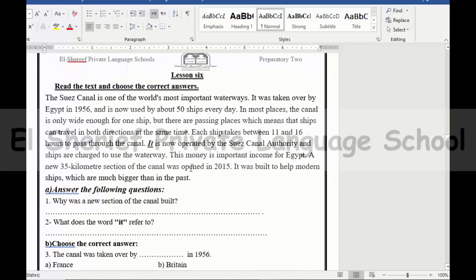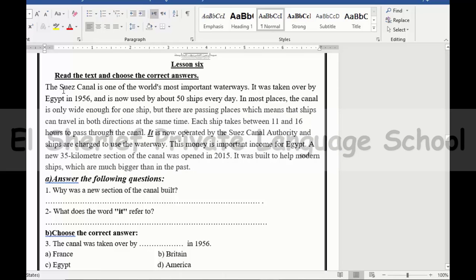So now let's do this exercise on lesson 6. Read the text and choose the correct answer. The Suez Canal is one of the world's most important waterways. It was taken over by Egypt in 1956 and is now used by about 50 ships every day. In most places, the canal is only wide enough for one ship, but there are passing places, which means that ships can travel in both directions at the same time. Each ship takes between 11 and 16 hours to pass through the canal.